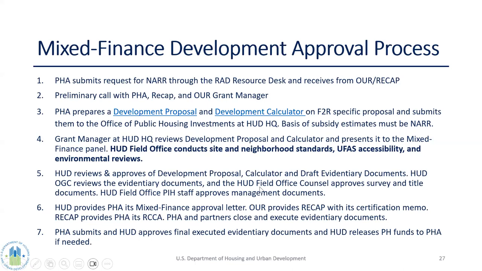So HUD will approve the PHA's development proposal through a letter. We also provide the Office of Recap with a certification memo and a copy of the approval letter. They then issue what's called an RCCA, and the PHA and its partners can move forward to close and execute all their evidentiary documents. Once the PHA submits and HUD approves the final executed evidentiary documents, which is the Office of Urban Revitalization, HUD can then release any public housing funds that the PHA may need to construct its projects.